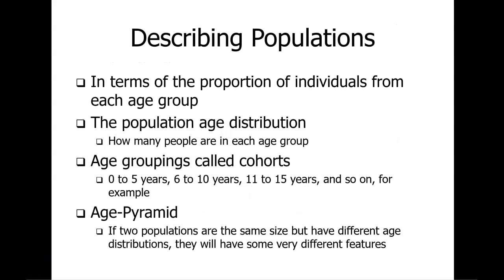So describing populations in terms of proportions of individuals of each age group, that population age distribution is going to be how many people are in each age group. Age groupings are going to be referred to as cohorts, so 0 to 5 years, 6 to 10 years, 11 to 15, and so on, for example. Age pyramids are going to basically show the number of individuals in a population within any age group or cohort. So if two populations are the same size but have different age distributions, they will have some very different features.